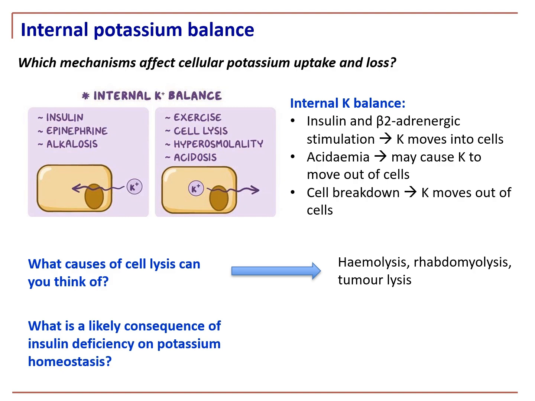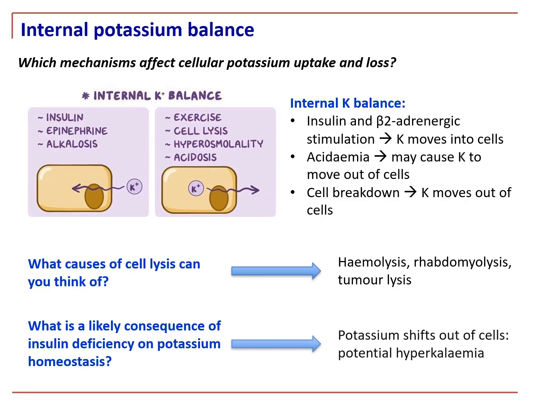Likely consequence of insulin deficiency on potassium homeostasis? Well, you can just look up at that image. Insulin drives potassium uptake into cells. So an insulin deficiency will shift potassium out of cells, leading to a potential hyperkalaemia.